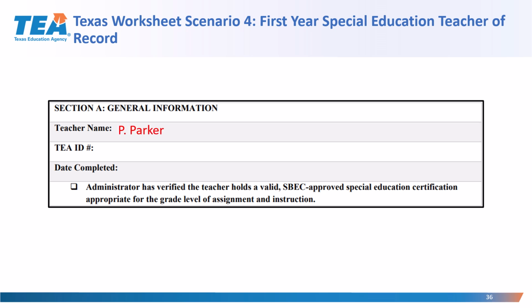Section A will be completed with the educator's name, their TEAID number, the date the worksheet is completed, as well as the administrator verification that the teacher holds a valid SBEC-approved special education certification that is appropriate for the grade level of assignment and instruction.